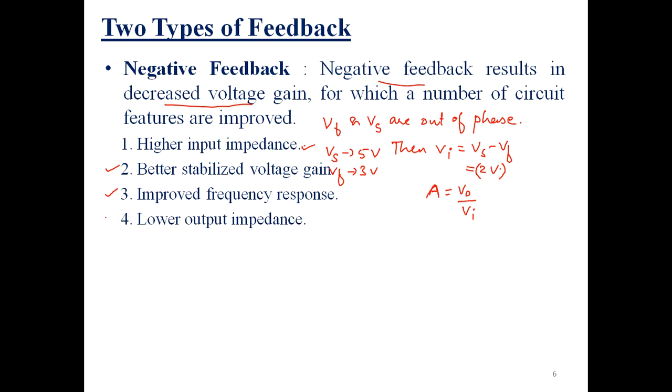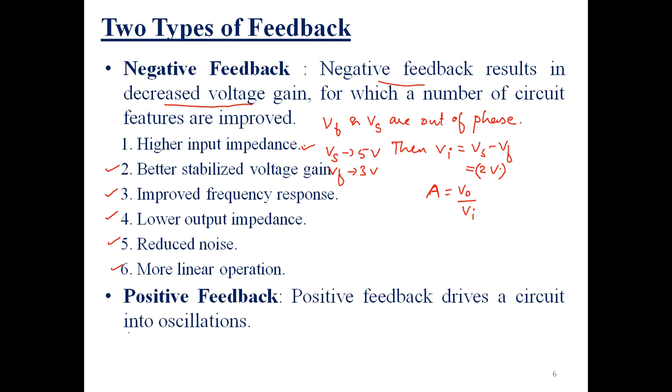Further, negative feedback lowers the output impedance. Negative feedback reduces the noise, very very important, and it improves the linearity, more linear operation. So these are all the added effects or the advantages of negative feedback. For this purpose, most of the amplifiers use negative feedback.